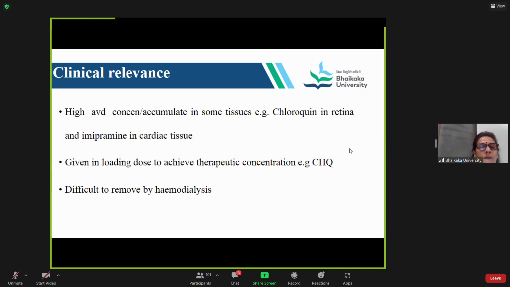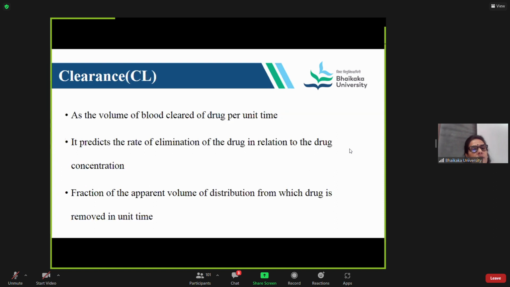So loading dose is that where you have to apply part. Okay. And a drug which has a high volume of distribution is very difficult to remove by hemodialysis. So if a drug is highly distributed into the body and there is toxicity, then it is very difficult to remove by hemodialysis. So here the point is, what is the apparent volume of distribution, what is the pharmacological relevance, and what is the clinical relevance of that drug.